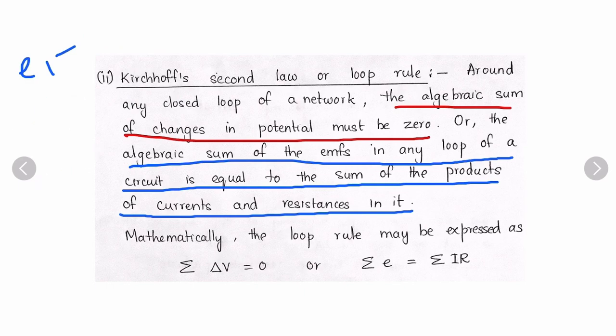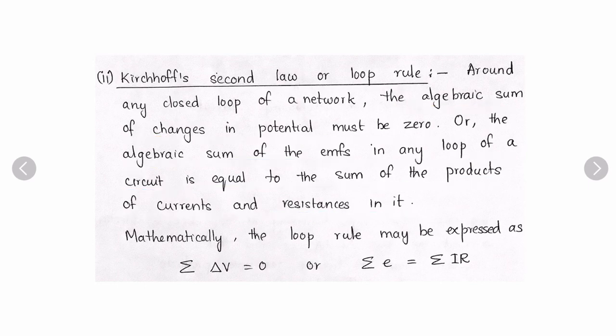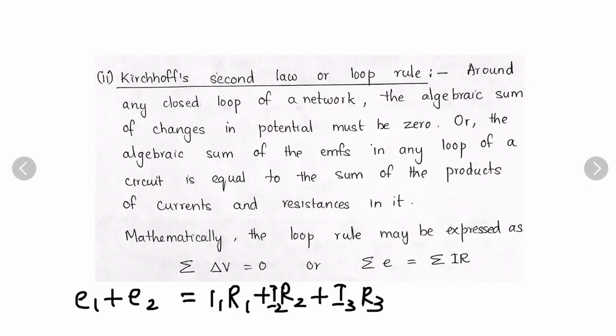Suppose there are two batteries with two EMFs, E1 and E2, and there are three currents in different branches, I1, I2, I3 with resistances R1, R2, R3. Then we can write the sum of the EMFs of the batteries, E1 plus E2, is equal to I1 R1 plus I2 R2 plus I3 R3. So what is this? I1 R1 is the product of current and resistance. I2 R2 is the product of another current and resistance. I3 R3 is the product of another current and another resistance.